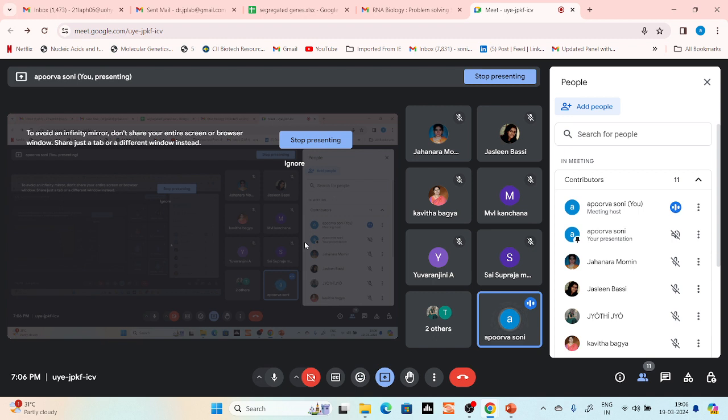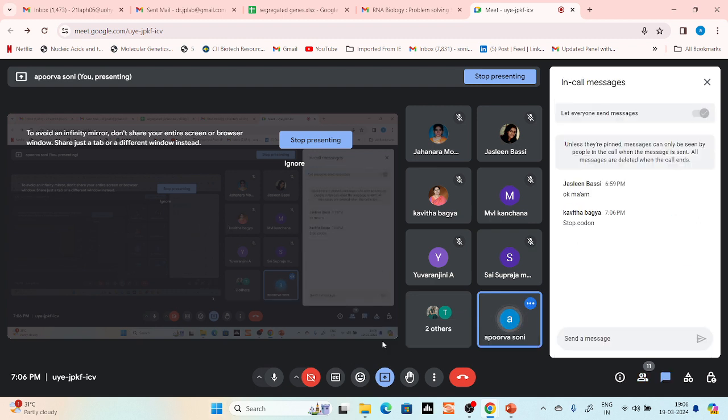Nobody knows the answer? Anything, you can just give a try. Any random guess. Okay, so Kavita has said stop codon, and this is absolutely correct.